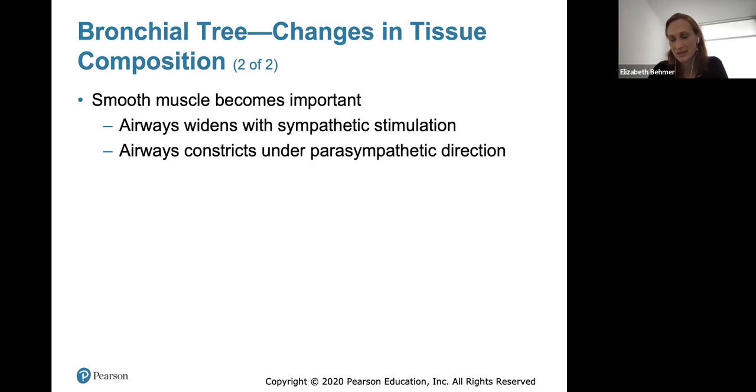under parasympathetic direction. And it's important because remember, your sympathetic nervous system is your fight or flight response. So you want your airways to open to try to get as much air and as much oxygen into your lungs as possible during a fight, emergency, flight response. But during parasympathetic division, they will constrict because you don't need as much air or oxygen during that.